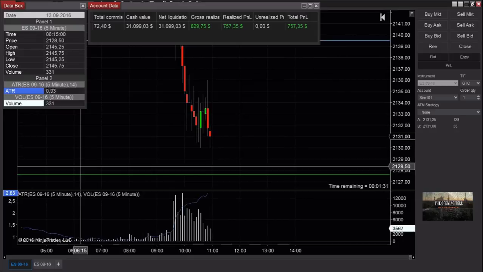By the way, this is the 13th of September 2016. That is visible here in the data box to the left top side, as well as some other information, such as the average true range. You can observe that here, 0.93, and then the volume.